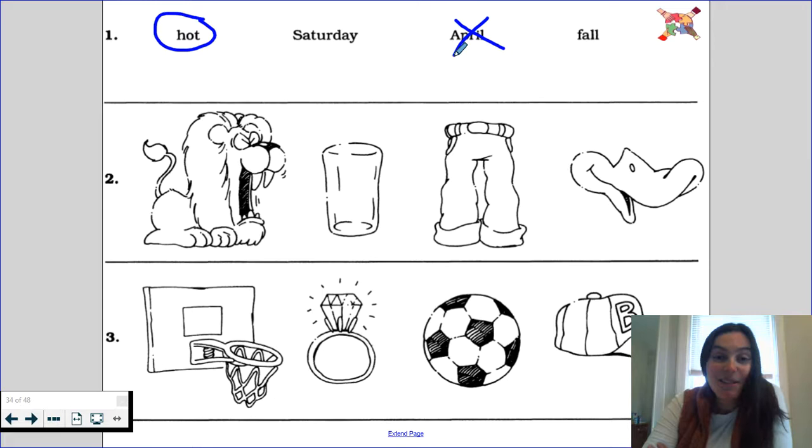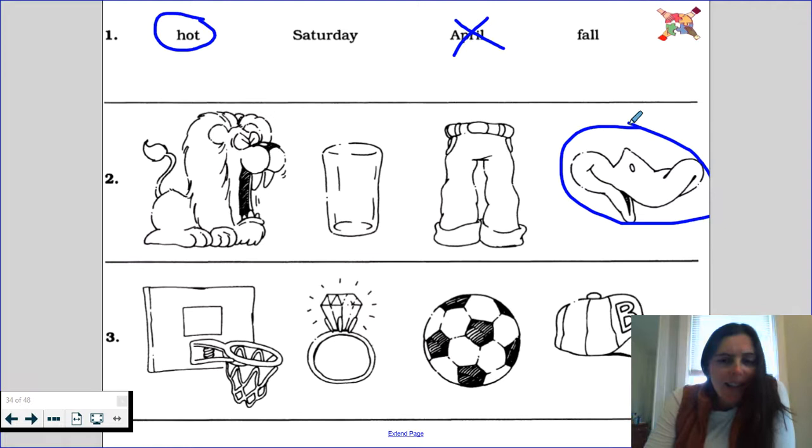Okay, now it's time to look at row two. Here's row two. We need to circle the thing that completes this analogy. Elephant is to trunk, as duck is to, I see a lion, a glass, some jeans, and a beak. So elephant is to trunk. Oh, that's part of the elephant. As duck is to beak. It's part of the duck.